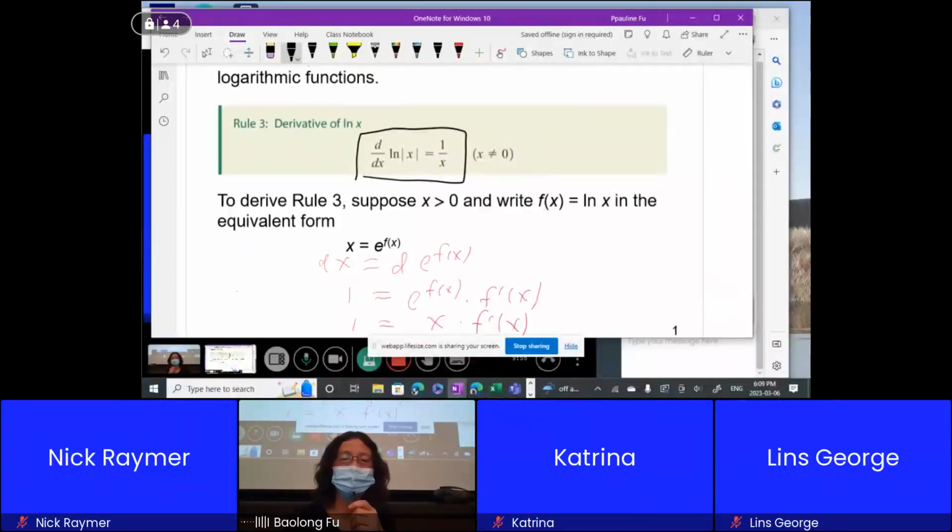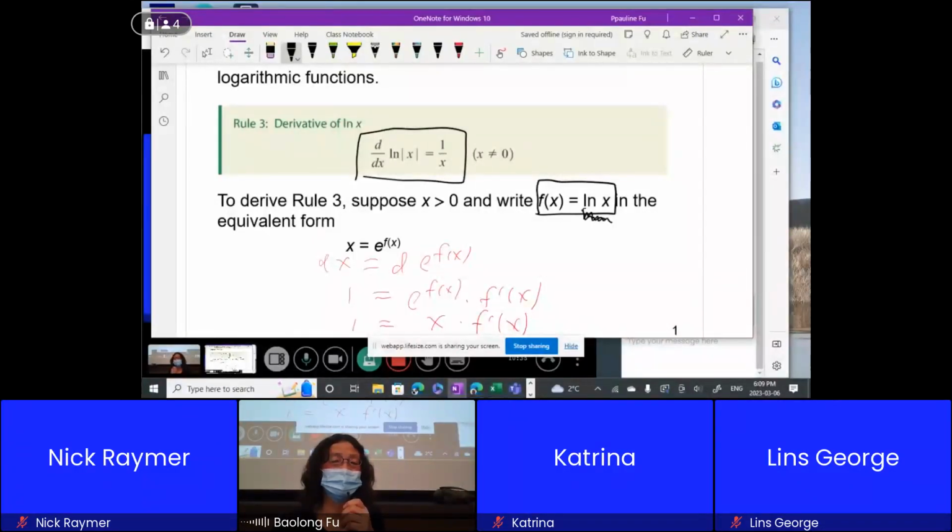We can write down, so first we write down f(x) equal to ln x. Remember, the logarithm function and the exponential function can be exchanged. So this is the logarithm function. How do I write down this logarithm function in exponential format?